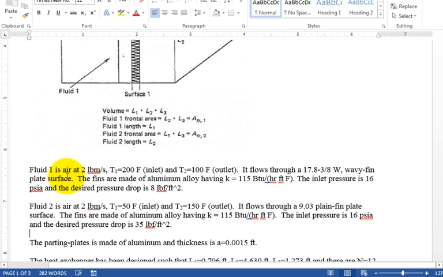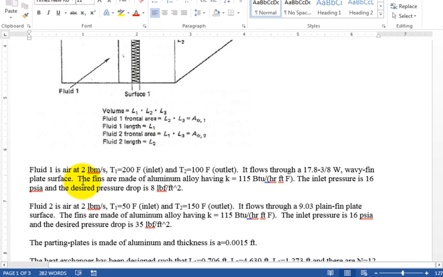So fluid 1 comes in at 2 pounds per second. It has an inlet temperature of 200 and an outlet temperature of 100 degrees F. Is that the hot fluid or the cold fluid? Is the fluid 1 hot or cold? Hot, because it's cooling down and it's air. So you can make all sorts of annotations on your sheet. It flows through a 17.8-3/8W wavy fin plate surface.